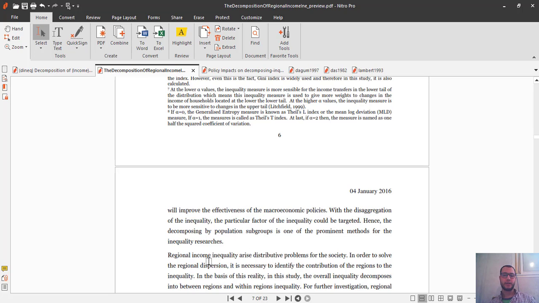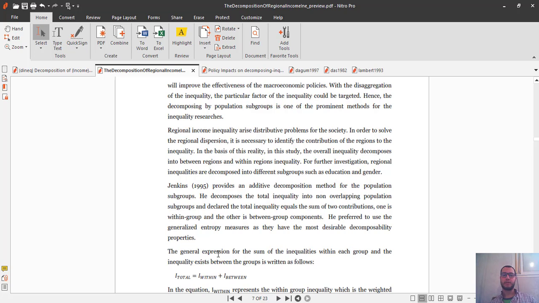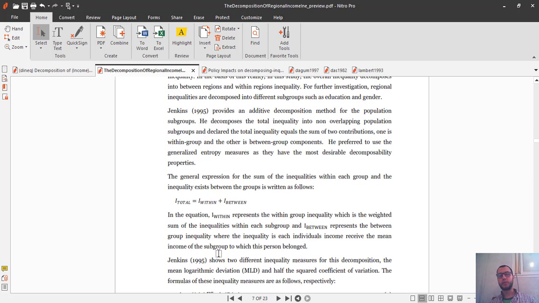Regional income inequality arises from the general expression of the sum of the inequalities within each group, each region, or each economic or territorial zone, and the inequality that exists between the groups. So you have the total Gini coefficient equals the within effect plus the between effect, plus another effect called the residual effect.